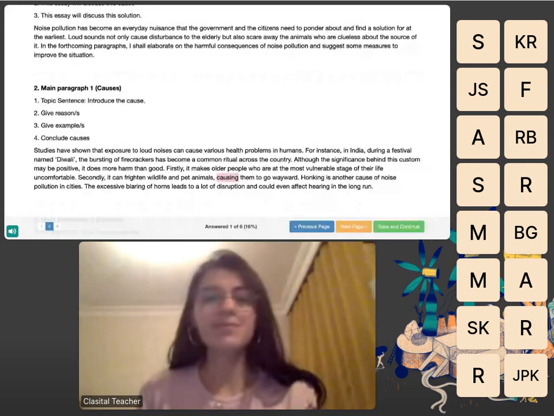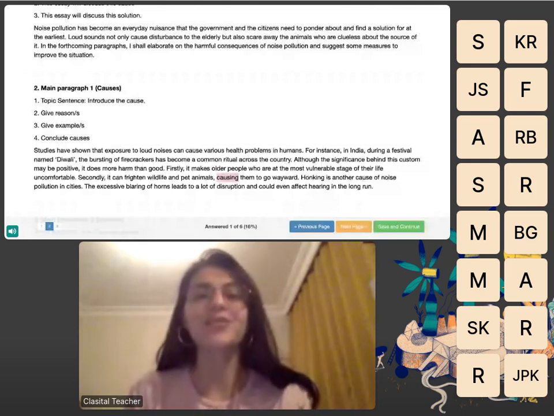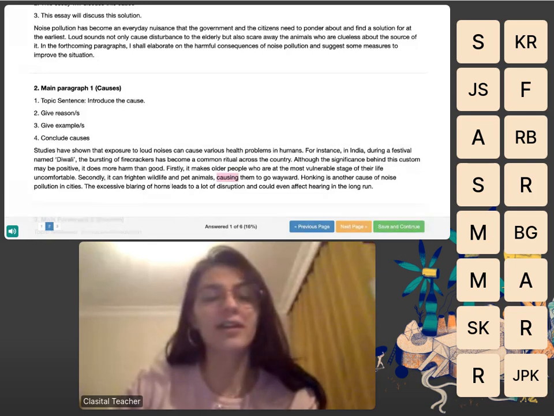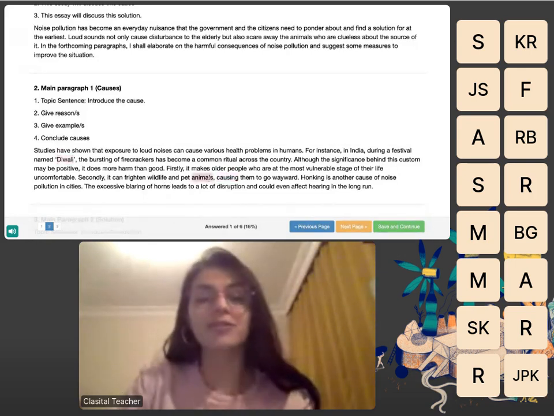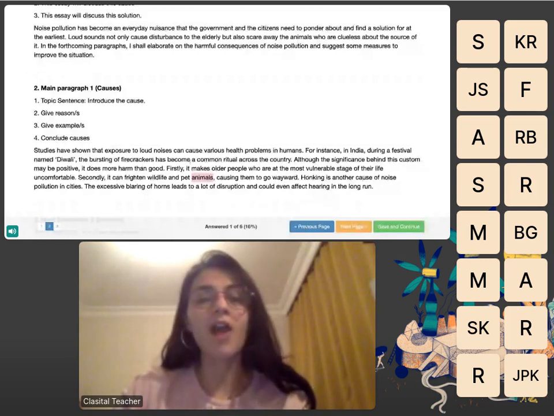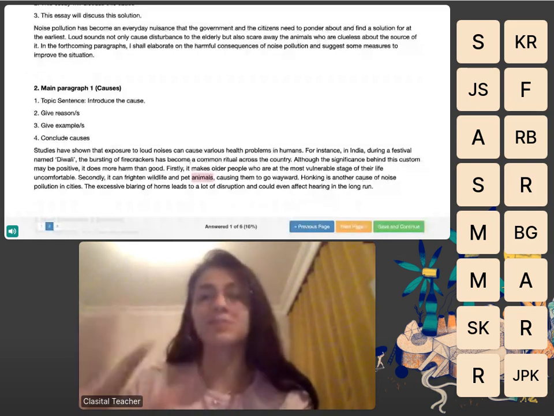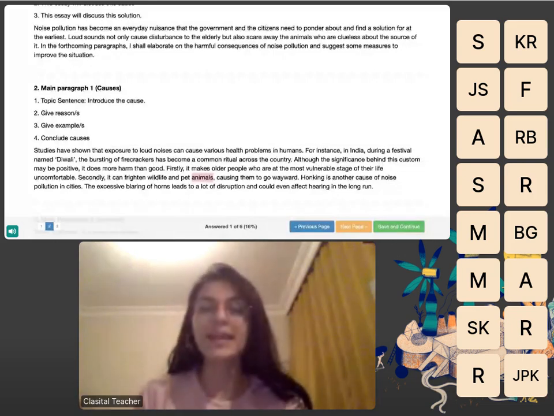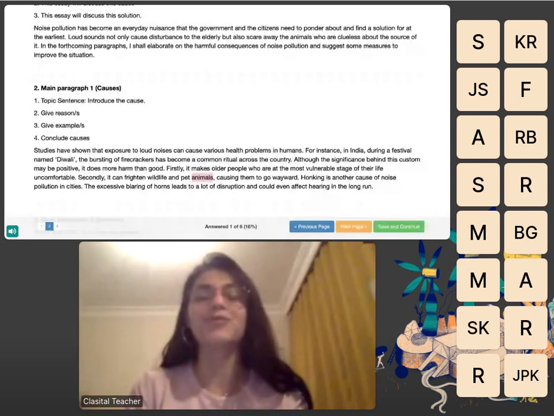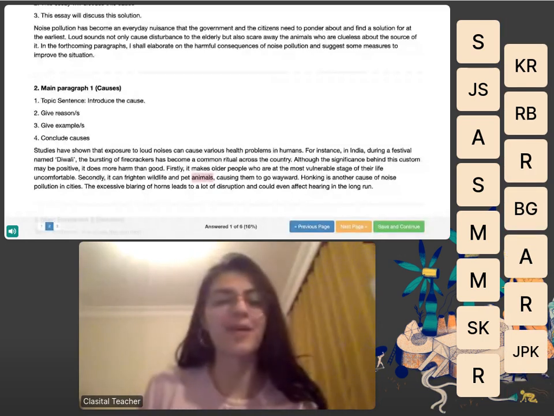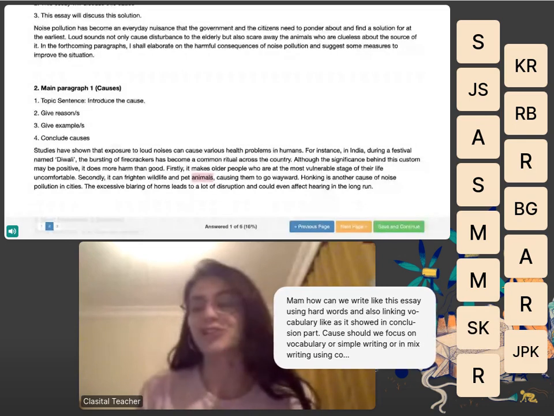And by the way, this gives a lot of reasons, examples, right? And really detailed ones, talking about a festival, animals, pet animals specifically, and not only harming the people in general, but harming the elderly, specifically. So giving specific examples, reasons are really, really important. Any questions about this paragraph or the introduction?